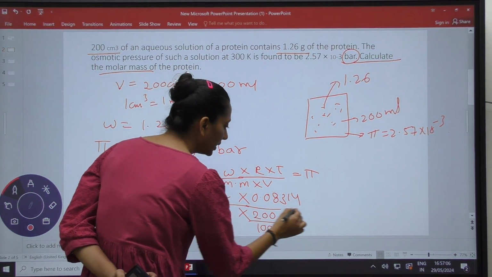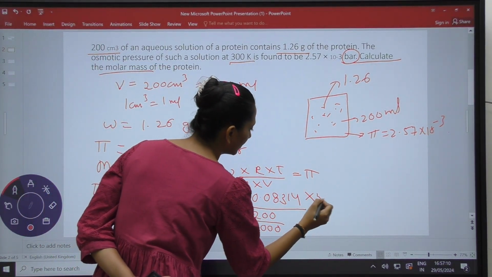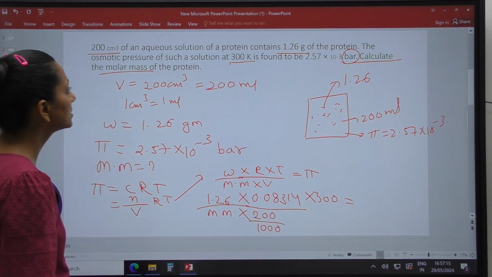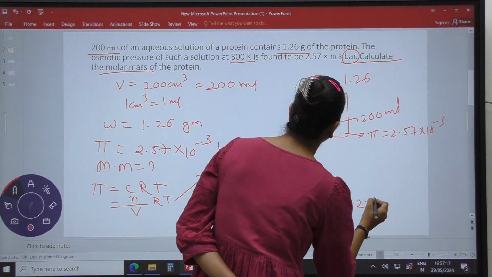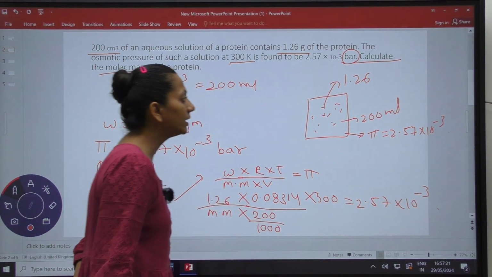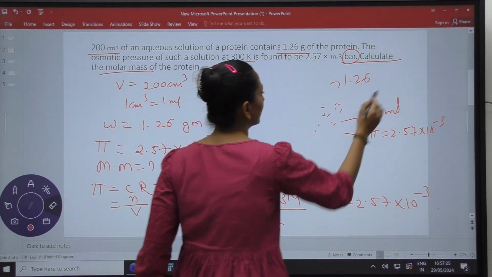0.08314. Okay, and now the temperature. How much temperature is given to you? 300 Kelvin, which is equal to the osmotic pressure. How much pressure is given to you? 2.57 10 raised to power minus 3. Using this we are going to solve the question.